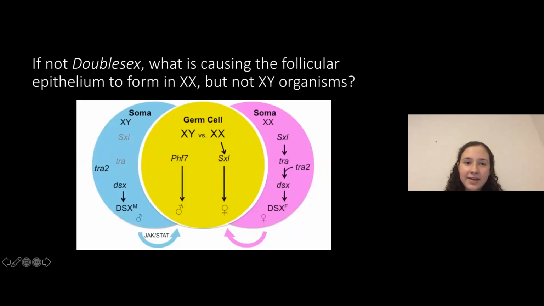So, if not double sex, what is causing the follicular epithelium to form in XX but not XY organisms? That's basically the basis of my project. For my experiments, I start by knocking out double sex so I can look at what other factors could be causing females to form a follicular epithelium but never males. And one of the first things I tested was sex-lethal expression in the germline.